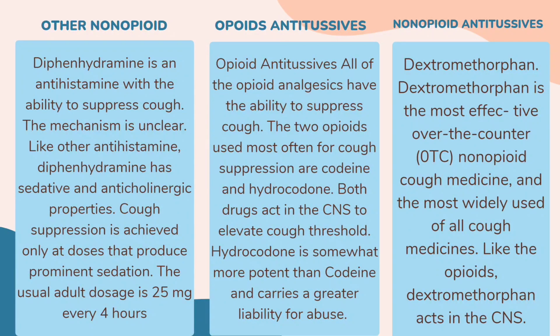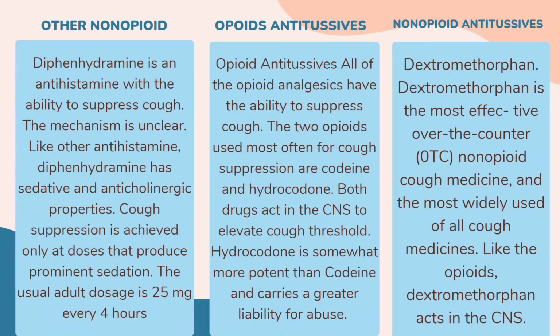The mechanism is unclear. Like other antihistamines, diphenhydramine has sedative and anticholinergic properties. Cough suppression is achieved only at doses that produce profound sedation. The usual adult dosage is 25 mg every 4 hours. Next, the opioid antitussives. All of the opioid analgesics have the ability to suppress cough.